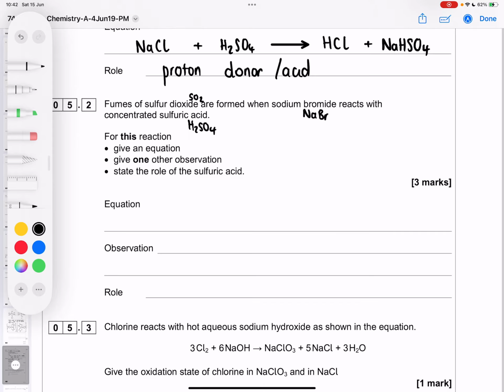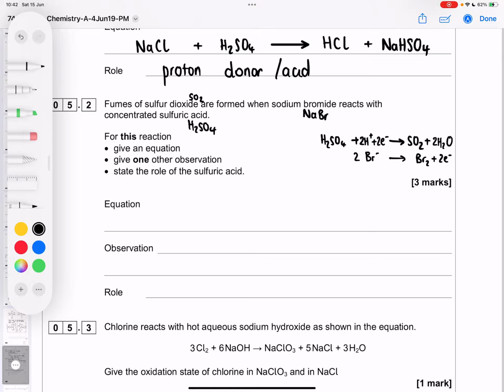Because it's a redox reaction, we could think of what is happening in the two half equations. So H2SO4 is becoming SO2. The sulfurs are balanced. I'm going to add 2 waters to balance the oxygens, and then 2 H+ to balance the hydrogens, and then 2 electrons to balance the charge. And the bromide ions are being oxidized to bromine, by losing 2 electrons.